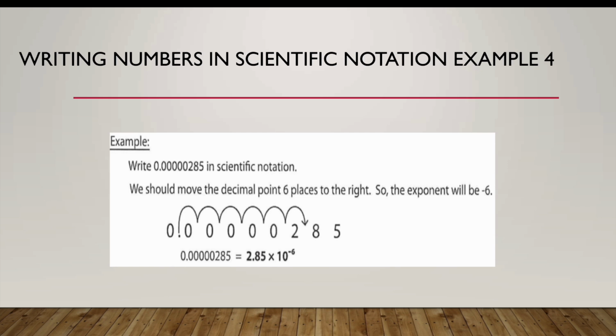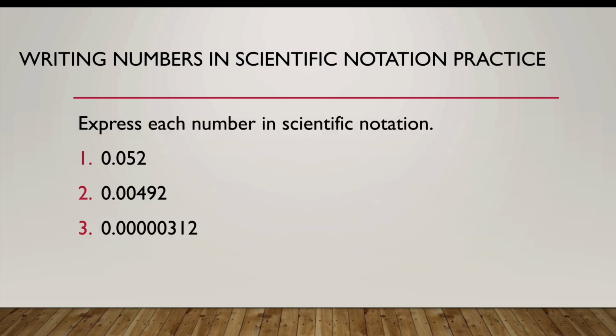Again, remember that if you are moving the decimal point to the right, it is a negative exponent. If the decimal point is moving to the left, it is a positive exponent. That's easy to mix up, but it is important to keep straight. Take a moment, pause this video, and practice expressing each of these numbers in scientific notation. Then come back to see how you did.